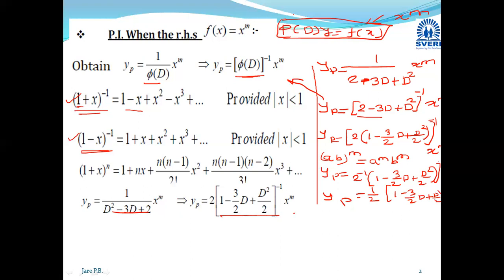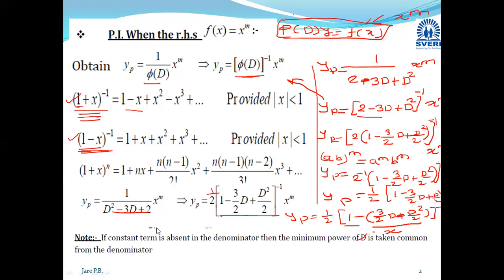Now we convert this, yp equal to 1 by 2 form, sorry. What is yp equal to? We got yp equal to 1 by 2 into 1 minus, we can take common minus 3 by 2 times D minus D square by 2, whole bracket raised to minus 1. Means we got that this is 1 and this is x. We expand this term using the 1 minus x formula. Okay, so we got the result.